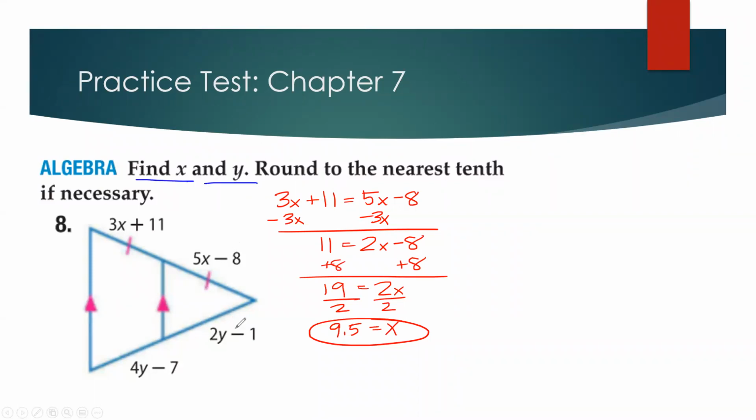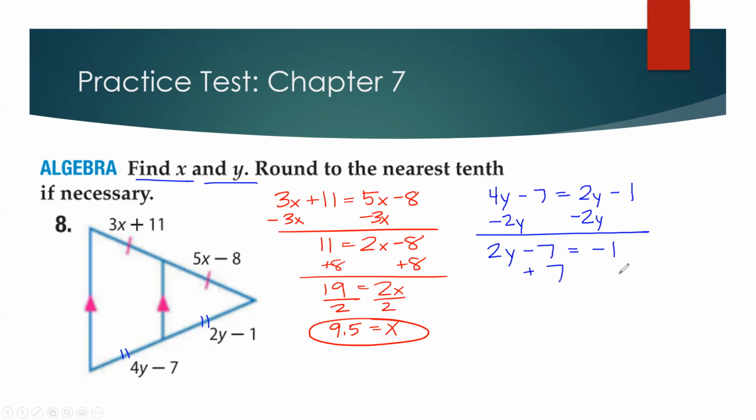So that would be these sides over here. So this side is going to be equal to this side. So 4y minus 7 is equal to 2y minus 1. So I'm going to subtract 2y from both sides. I get 2y minus 7 equals negative 1. Then I would add 7 to both sides, and I would get 2y equals 6. And then I would divide both sides by 2, so y is equal to 3. Okay?